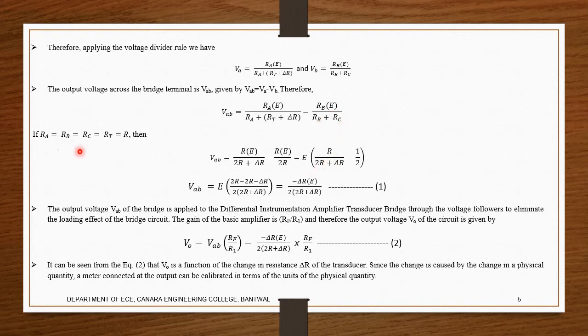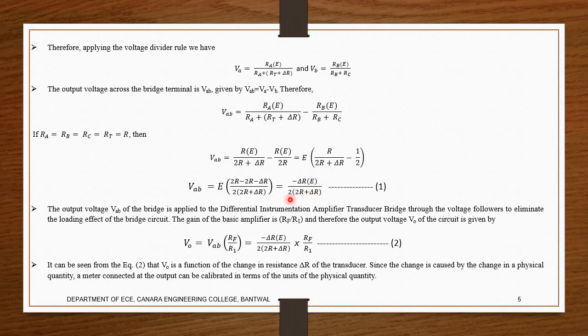As we have assumed that RA, RB, RC and RT are all equal to R, substituting it here, VAB equals R into E divided by 2R plus delta R, minus R E divided by 2R, that is E into R divided by 2R plus delta R minus 1 by 2. After simplifying, if we cross multiply, the LCM we take gives 2R minus 2R minus delta R divided by 2 into 2R plus delta R.